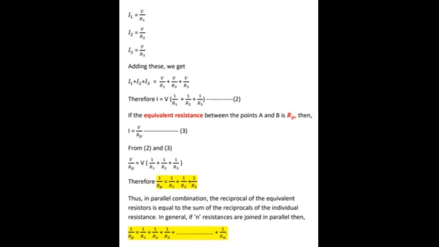So this is your equation for finding the equivalent resistance in parallel. If there are more resistors, you just have to go on adding plus 1 upon R4 plus 1 upon R5 and so on, till plus 1 upon Rn. So this is how you are going to find the equivalent resistance in parallel. When we solve the numericals, it will become more clear.